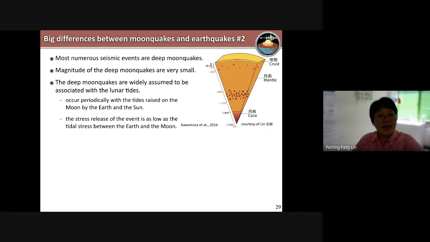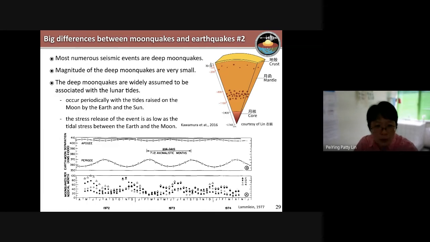Okay, and these deep moonquakes are widely assumed to be associated with the lunar tides. The reason for that is, first, in earlier studies, they already noticed that moonquakes happen periodically. This is the number of moonquakes in every anomalistic month. This is time and this is the number of moonquakes, and this is the Earth and Moon separation distance.